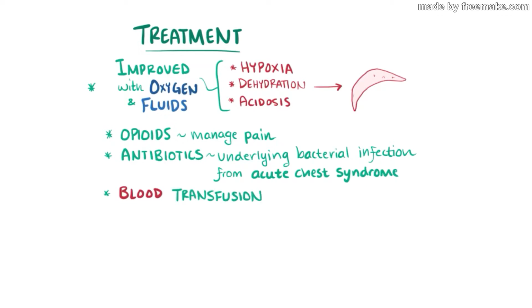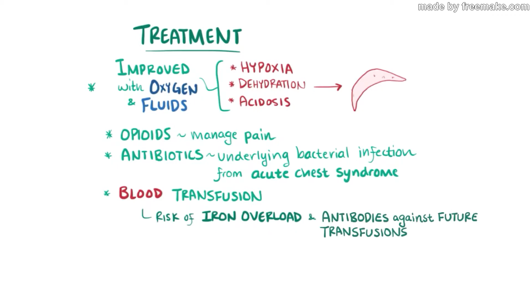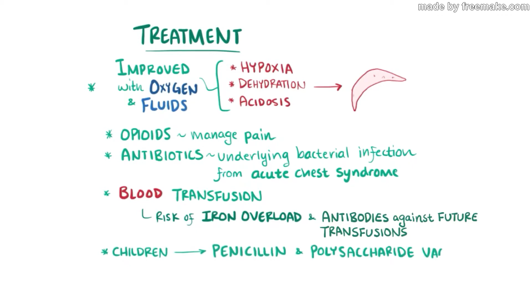Occasionally, blood transfusions are also used, but the risks of multiple transfusions include iron overload and the risk of developing new antibodies against future blood transfusions. Finally, children with sickle cell typically get prophylaxis with penicillin and an additional polysaccharide vaccine against Streptococcus pneumoniae to help prevent sepsis and meningitis with encapsulated bacteria.